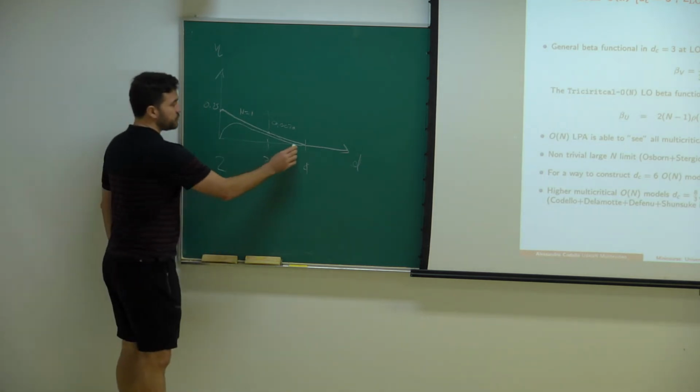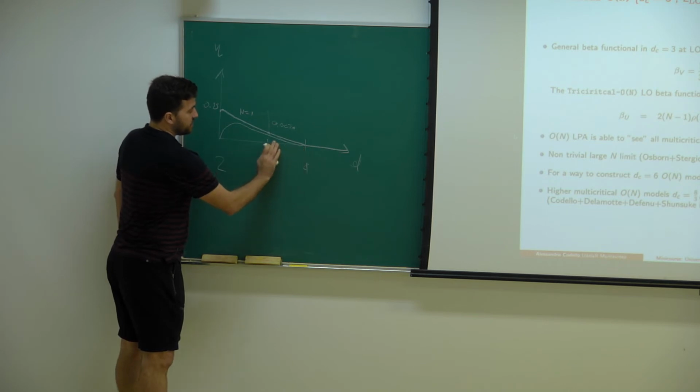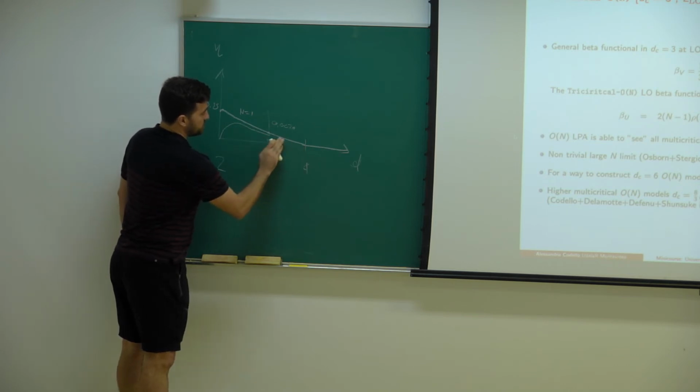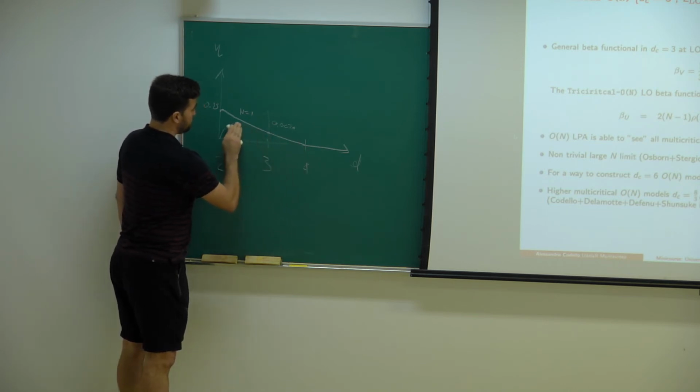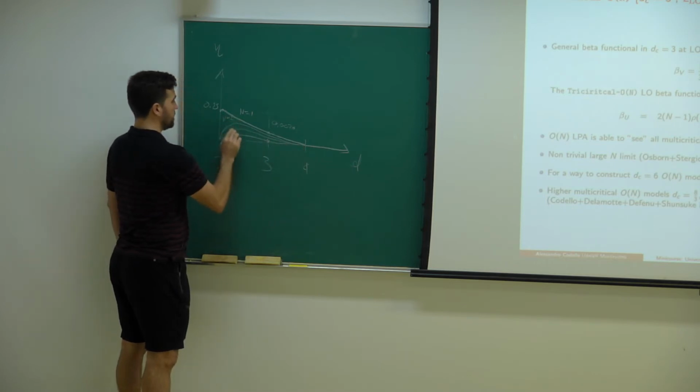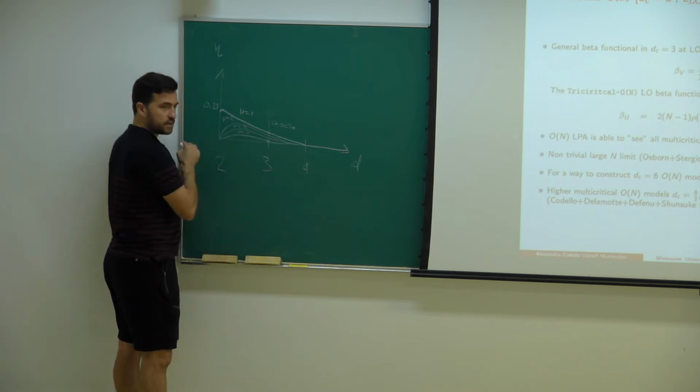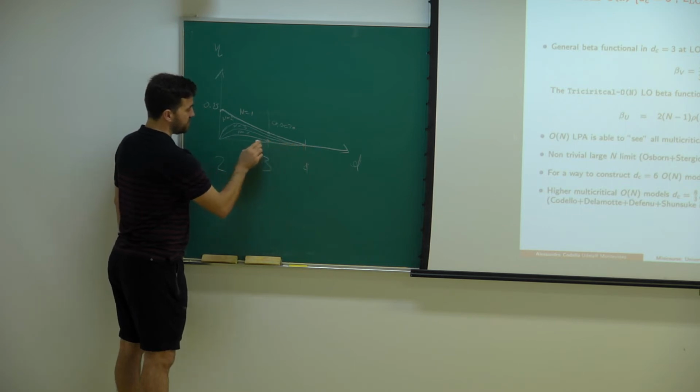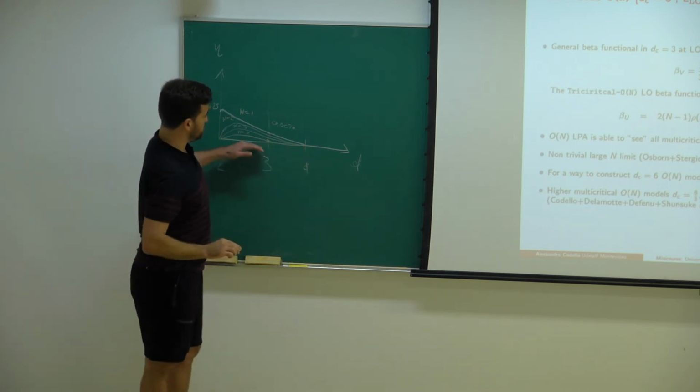And then, sorry, this was the n equal 2 case, okay? So it goes like this. And then for all the n's, you have a picture like this. This is n equal 2, n equal 3, and 4, and so on. And then you have the large-n limit, which is constant.